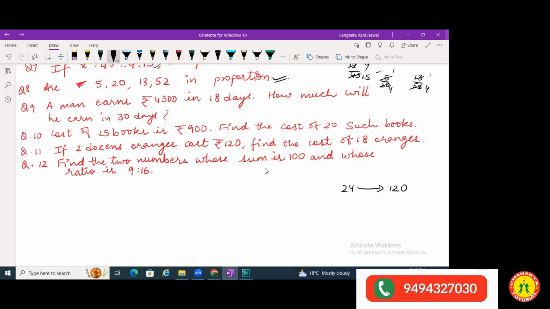Ma'am, I'm getting 90 rupees. Okay, so what is the cost of one orange? One orange will be 120 by 24. So that will go with 12. If I do with the table of 12, 10 becomes 10, this becomes 2. Then 2 fives are 10. So one orange is 5 rupees. We want 18 oranges. So 18 into 5 will be how much? 5 eights are 40, plus 50, is 90. Yes, ma'am. 90 rupees.